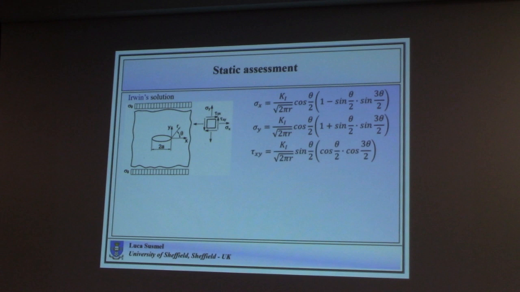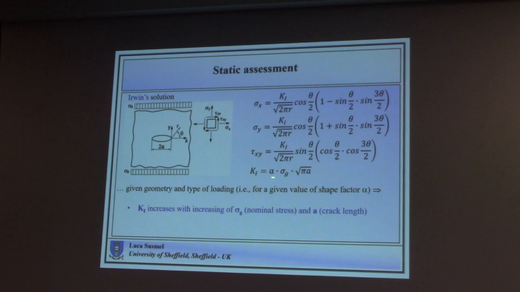Okay, so static assessment. We have the equations here, Irwin's equation. We know that no matter where we are around the crack tip, all the stress components we can calculate are proportional to K1. We know that in engineering terms, so we can use this clever formula to calculate K1. So, what we do is then, observing that, you can really see that, if the nominal stress increases, given the geometry and the position of the crack, you have alpha, and also given the length of the crack, clearly K1 increases. But if K1 increases, then also the magnitude of the stress components increases.